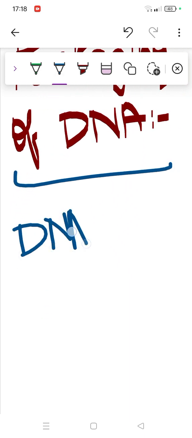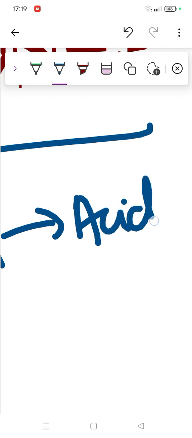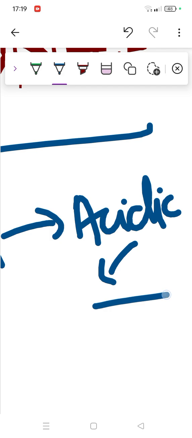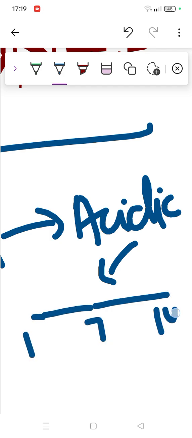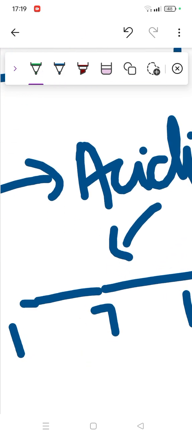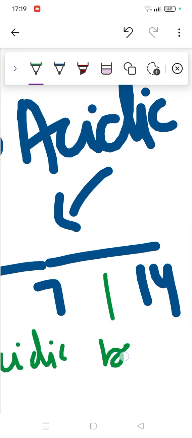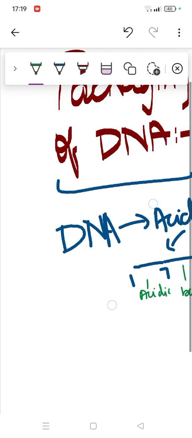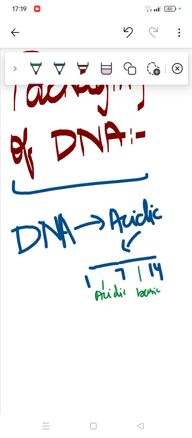I have covered so many videos, but still, DNA, which is deoxyribonucleic acid, is simply acidic, right? This means its pH would be, 7 is neutral. From 1 to 7 it would be acidic, and from 7 to 14 it will be basic or alkaline. So basically DNA is deoxyribonucleic acid, a double helix structure which has nitrogenous bases.